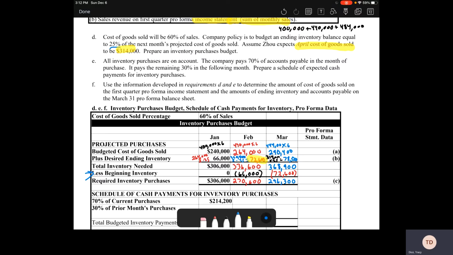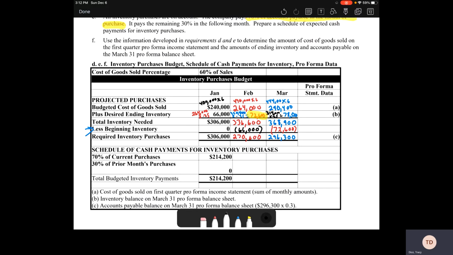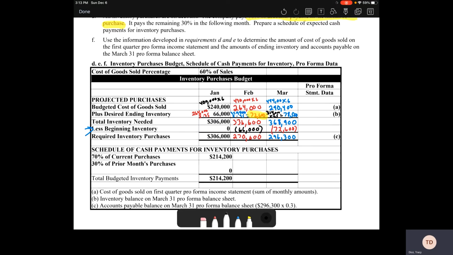So next, all the inventory purchases are on account, we're saying. And so when are we going to pay off these required purchases? So they tell us in Part E that the company pays 70% of the accounts payable in the month that they purchase it. So we're going to start in January by showing that if we need $306,000 worth of purchases, we're going to pay off $214,000. And we get that by taking that 306,000 times 0.70.